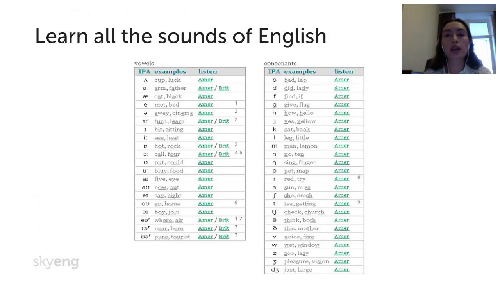So from time to time, when you hear an English word, ask yourself, what sounds did I hear? How would I transcribe this word with phonetic symbols? And if you're not sure, just look the word up in a dictionary.